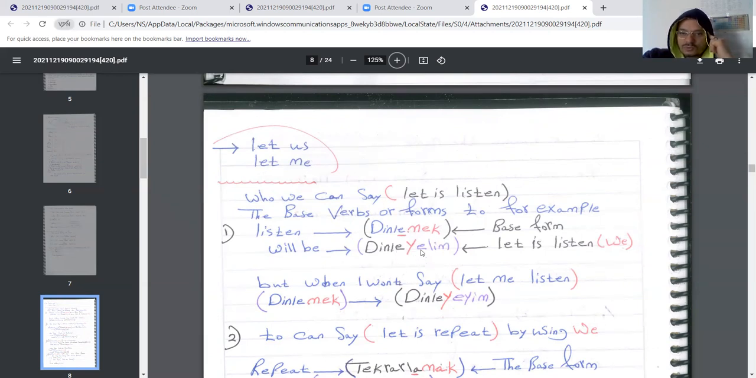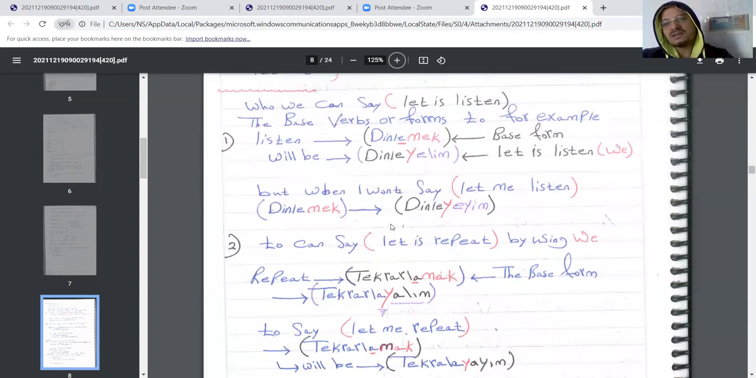And I have two verbs, vowel letters, because of that I put ye. Here, it will be dinleyelim. When I want to say let me listen, it will be dinleyeyim, without L. Dinleyeyim. Just this will be the first, the second will be the basic form, but we will change just these two letters, A and E, by following the tone of the word, okay? Here will be dinleyelim, and here dinleyeyim.